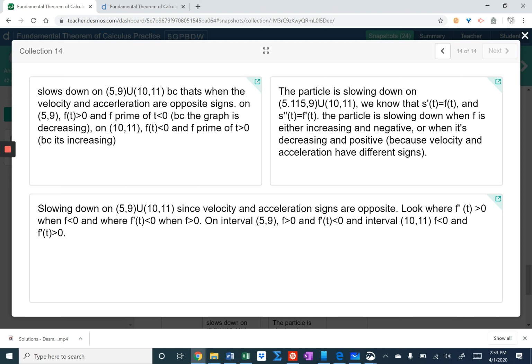And then slowing down from 5 to 9 and 10 to 11, since the velocity and acceleration signs are opposite. Look where f prime of t is greater than 0 when f is less than 0, and where f prime is less than 0 when f is greater than 0, and then some explanation that goes with it. All are good. These are all acceptable solutions.